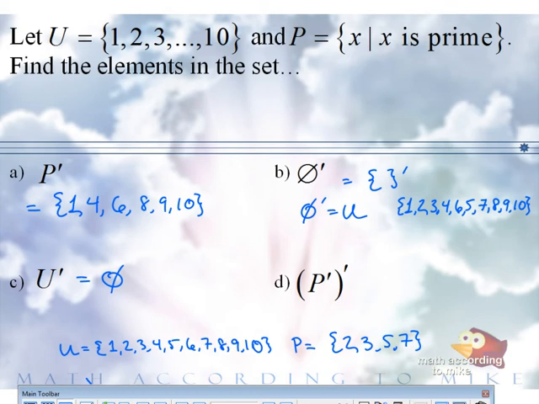And how about D? A complement of a complement. It works just like a double negative. So if you take out 1, 4, 6, 8, 9, 10, which was P prime, from the universal set, what are you left with? 2, 3, 5, 7, which is P. Yes. So a complement of a complement, they just cancel each other out. So the prime means not.